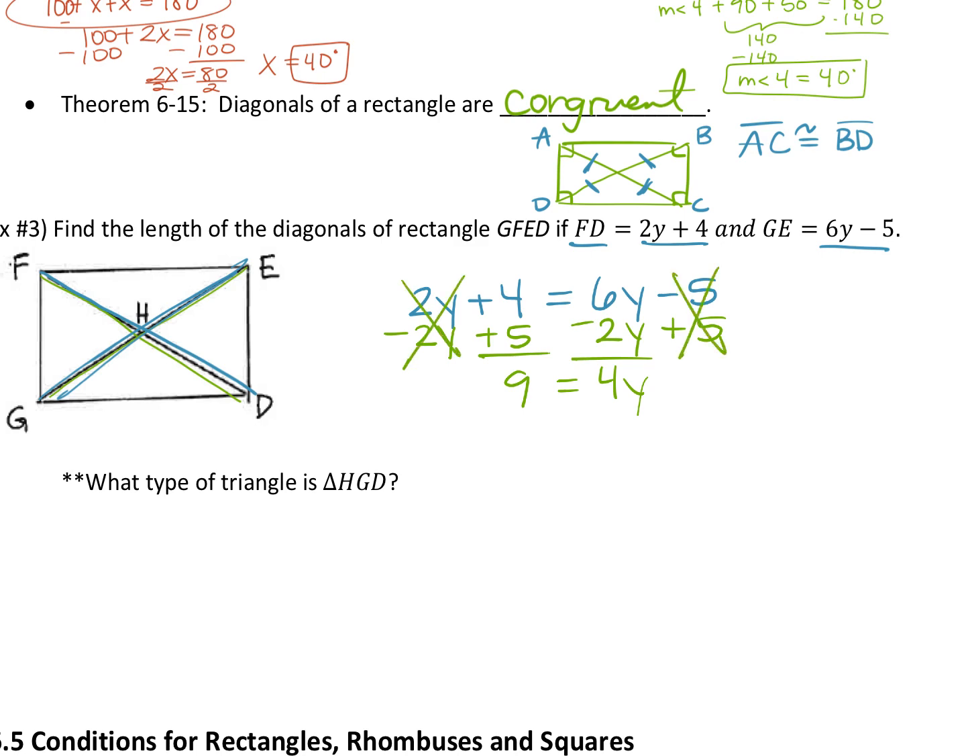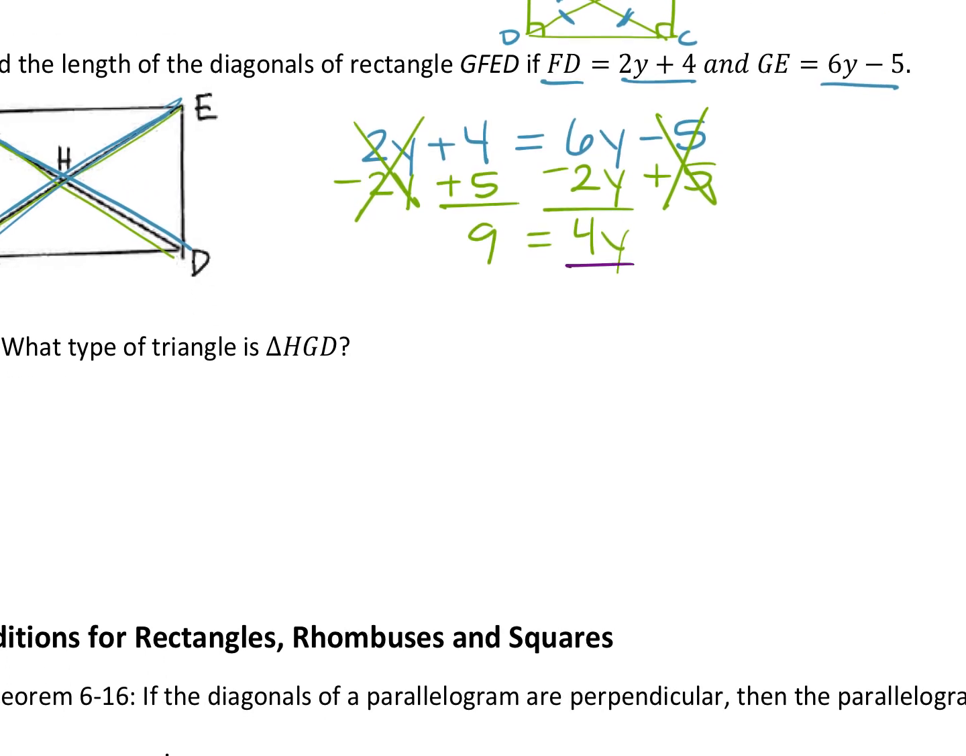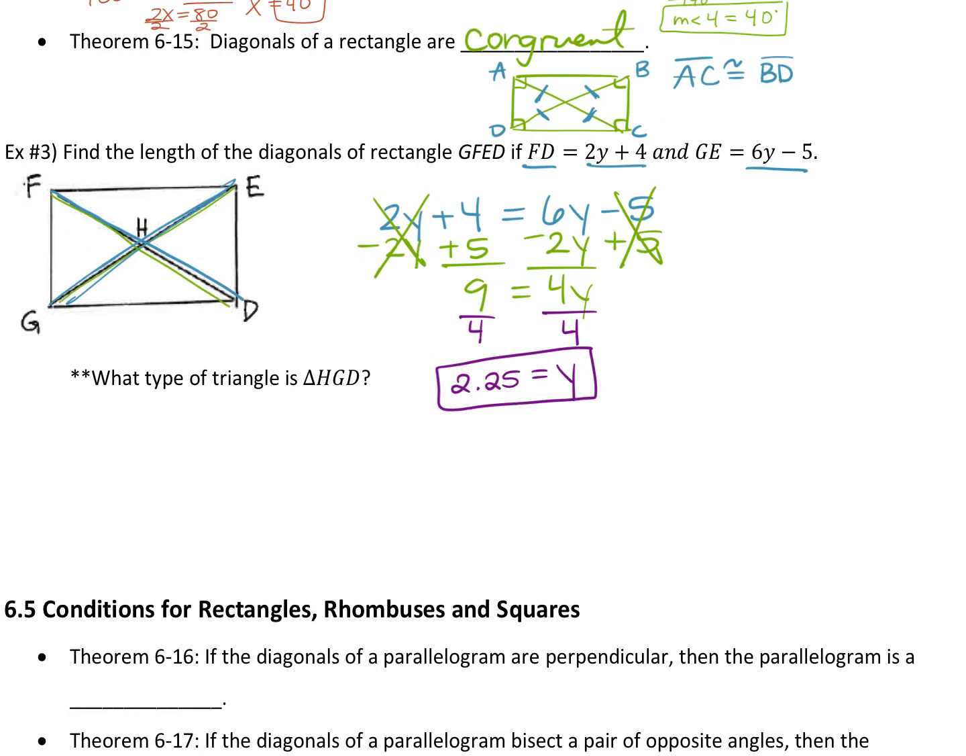What's your next step? Divide by 4. So y is, you could leave it as 9/4. I would probably call that 2.25. You can just plug that into your calculator. You get 2.25. 9 divided by 4.